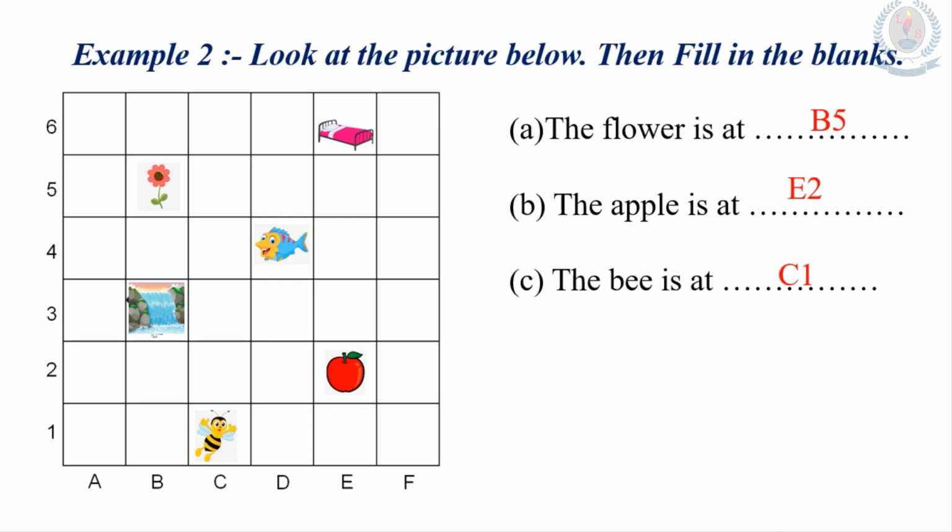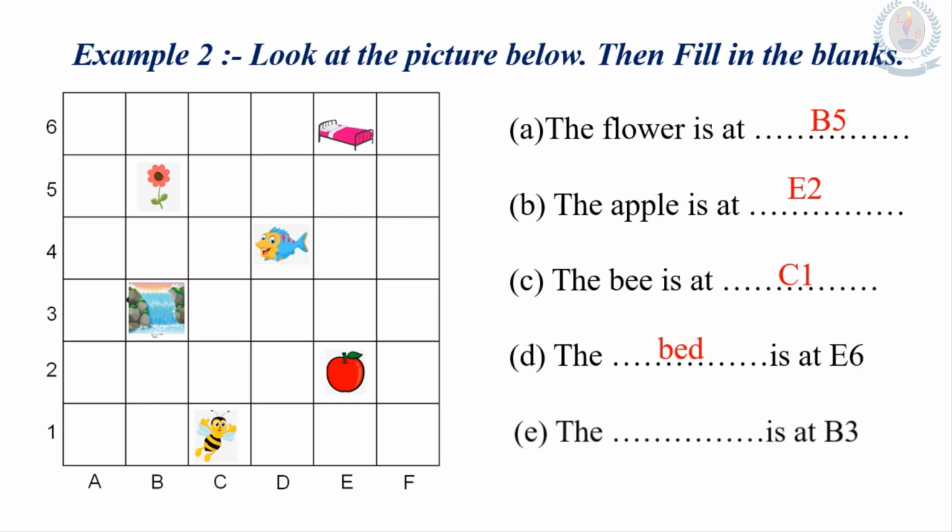Now I am going to read the next question. The blank is at E6. Tell me, what is at E6? Yes, there is a bed at E6. Very good. Question E. The blank is at B3. Good. The waterfall is at B3. Very good.